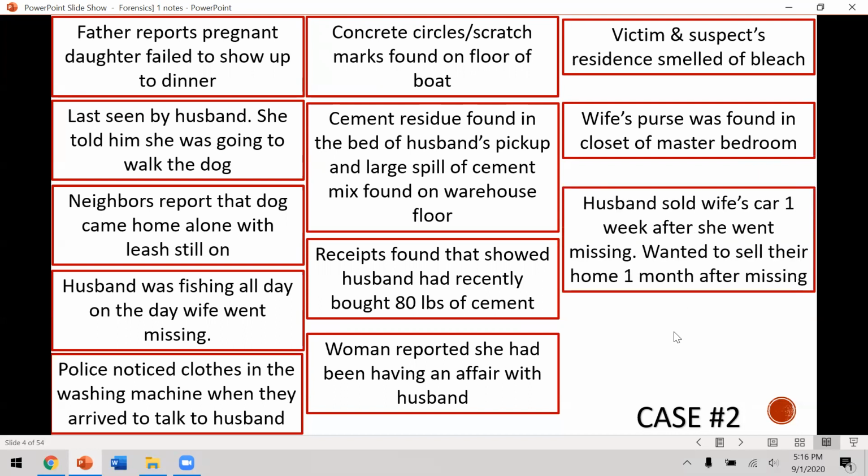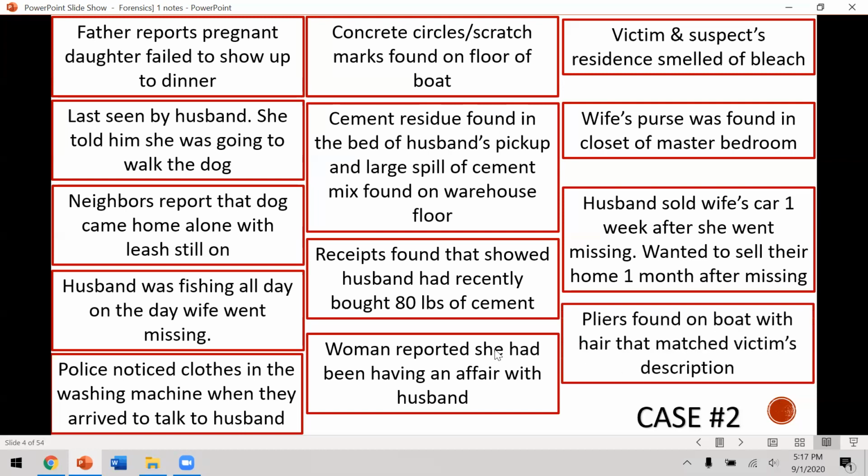The husband sold the wife's car 1 week after she went missing. And then he also was attempting to sell their home 1 month after she went missing. And there were pliers found on the boat with hair that matched the description of the missing wife's hair. So once again, based on all of that information, do you think this person is guilty or not guilty?